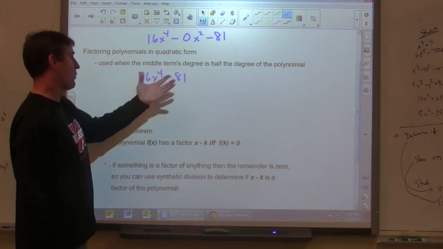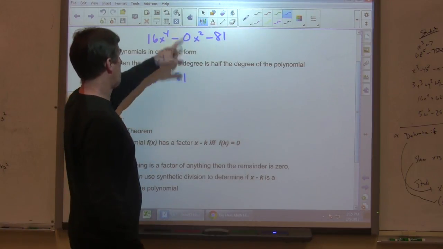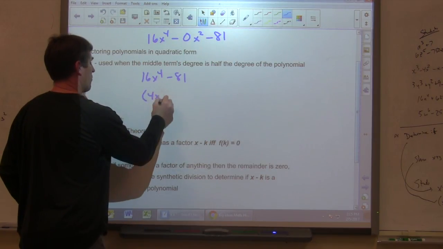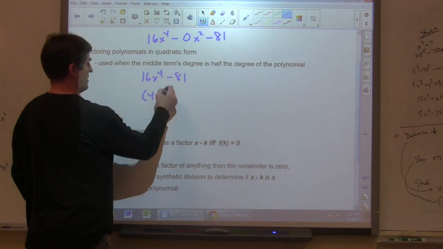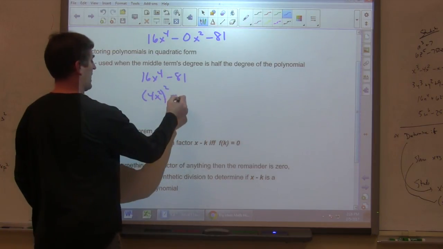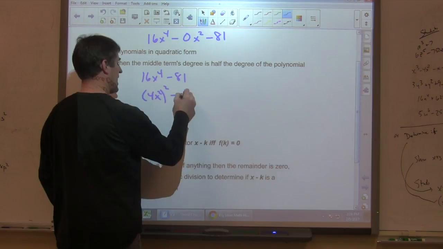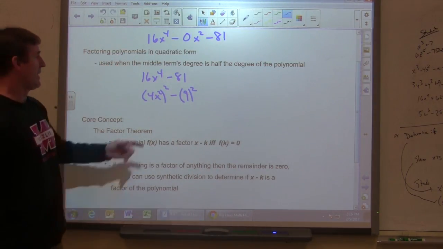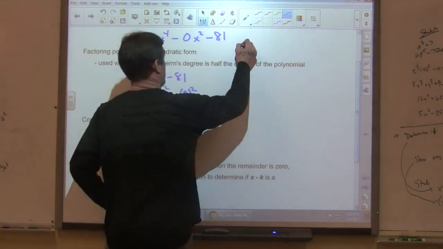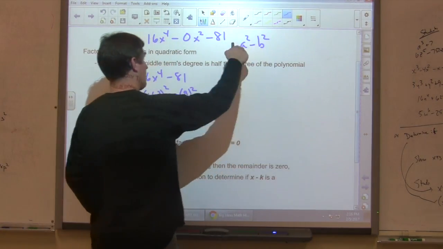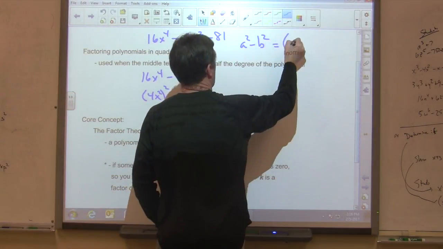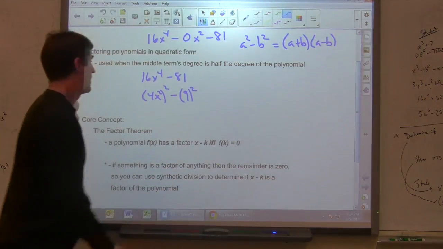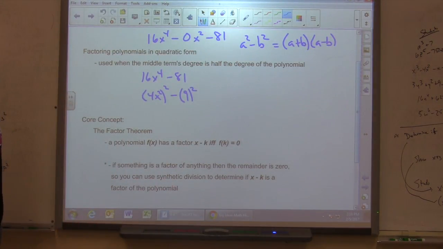And what we do now is we write this as if it was the power of 2. So what I'm going to do is change this and rewrite it as 4x squared minus, I'm going to write this one as 9 squared. Okay? And then if we remember, we've got the a squared minus b squared. If we can write it in that form, I can factor it into a plus b and a minus b. Okay?